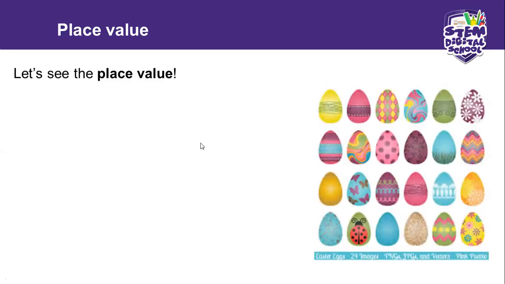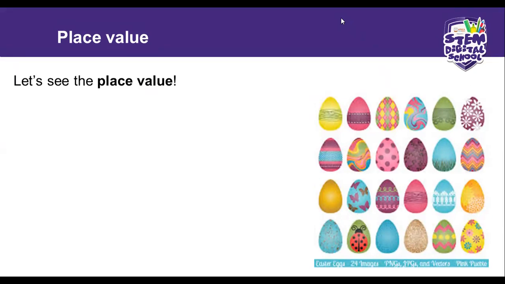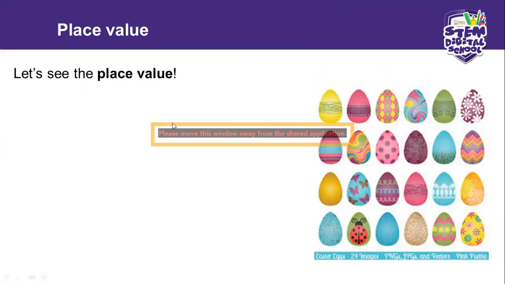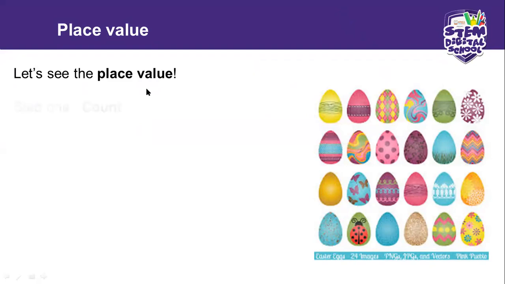You remember we had this last week. Let's see the place value. Okay. Let's see: 1, 2, 3, 4, 5, 6, 7, 8, 9, 10. 5, 10, 15, 20.